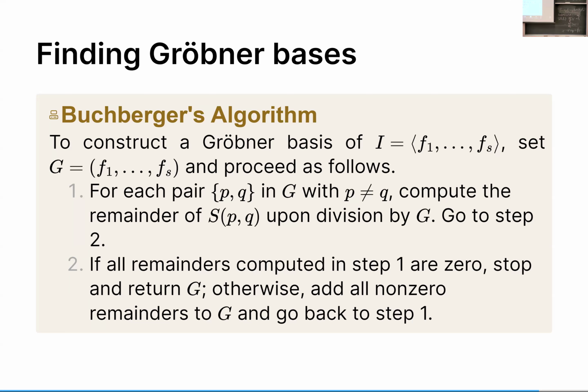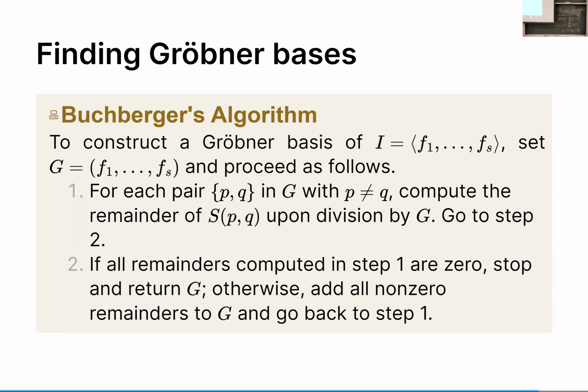So again, you start with your polynomial ring. You fix your monomial order. Suppose you have an ideal I generated by some polynomials f1 through fs. In my example, that could be f1 and f2. You call that the tuple G. It may not be a Gröbner basis, but we're going to build it up to become a Gröbner basis. So what you do is, for each pair of different polynomials p and q in the tuple, you compute the S polynomial and you divide that S polynomial by G.